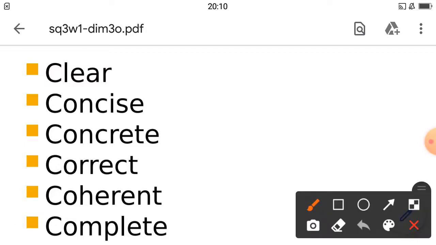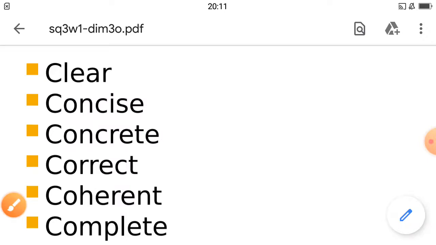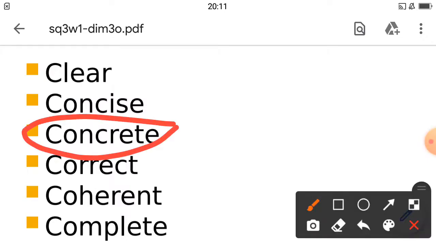And then the next C is to be concise or precise. We should stick to the point and we should try to keep it brief. The next C is concrete. When your message is concrete, then your audience has a clear picture of what you are telling them. There should be no room for misinterpretation. All facts and figures should be clearly mentioned in order to substantiate whatever you say.